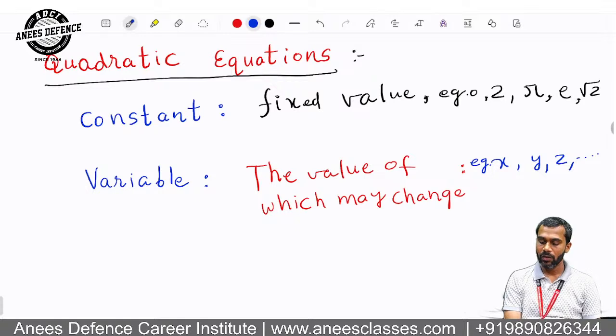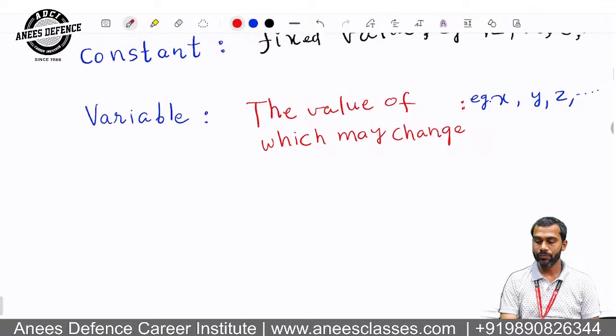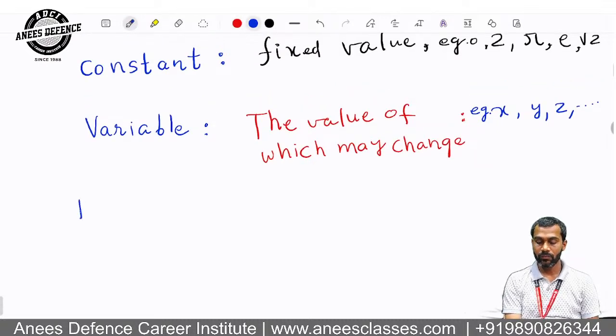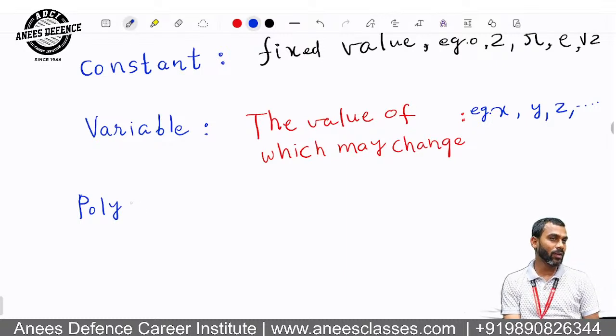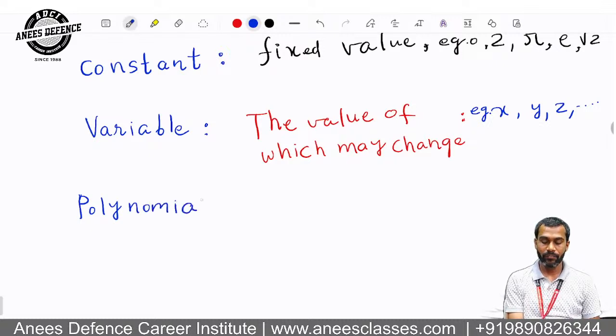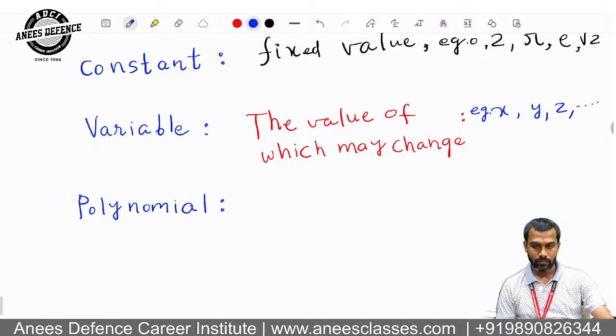Okay. Next, what is polynomial? I don't know what is degree. So whatever definition you are telling, just use simple words. Yes or no? So tell me what is polynomial? Combination of terms.